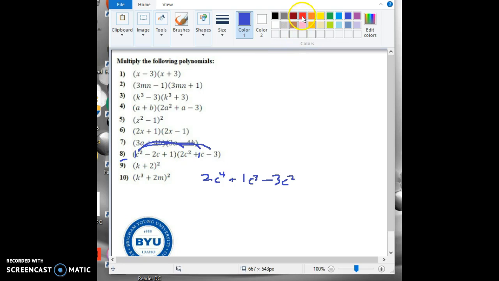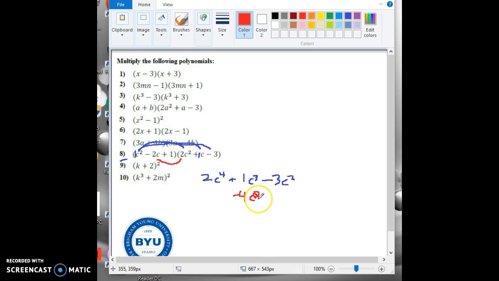I'm going to switch colors. And now let's distribute the negative 2. So negative 2 times 2c, I'm sorry, negative 2c. Negative 2c times 2c squared is negative 4c cubed, because negative 2 times 2 is negative 4, and c times c squared is c cubed. And I'm going to write it underneath the other c cubed term that I have. That just allows me to organize it a little better.